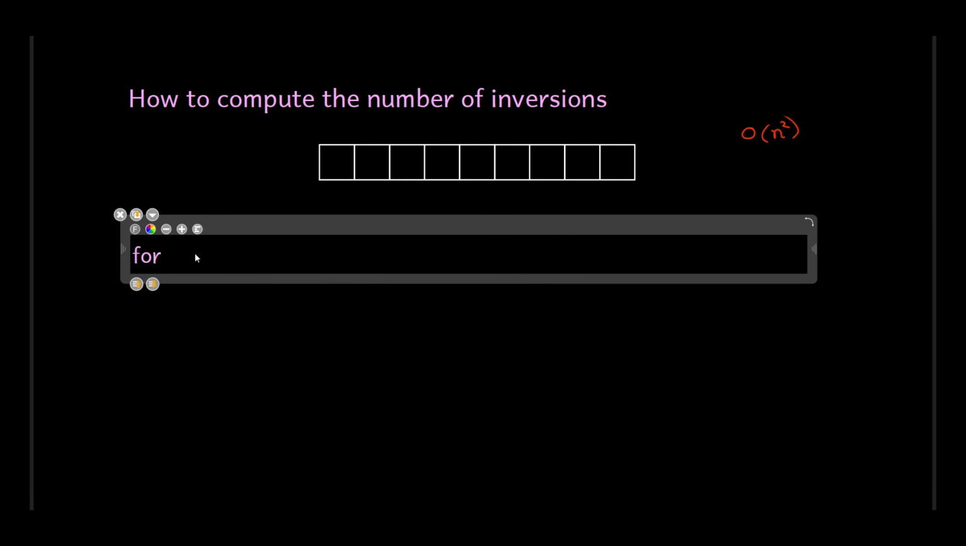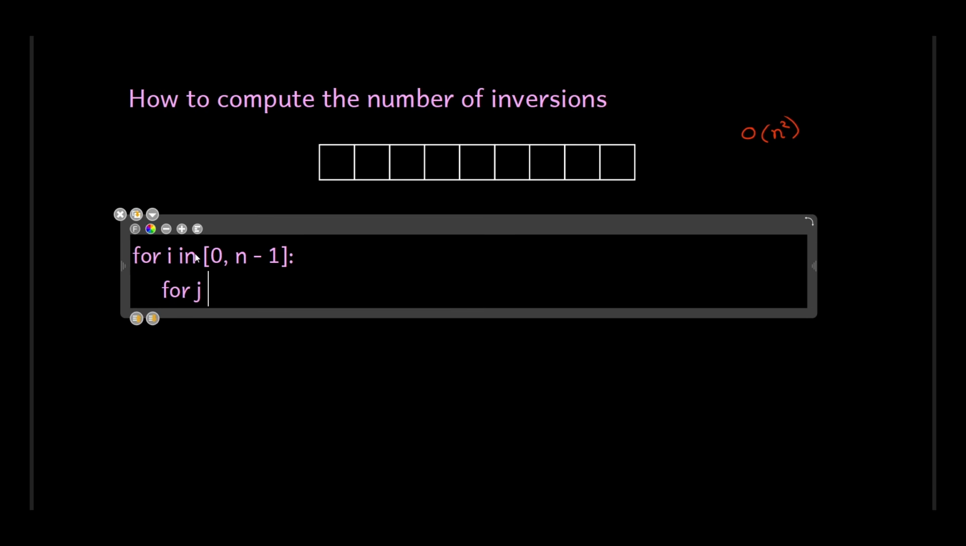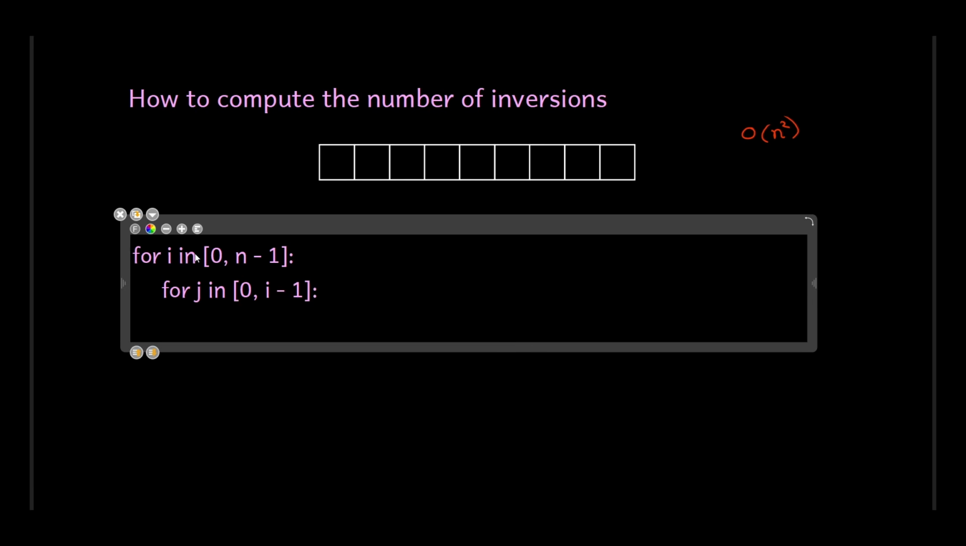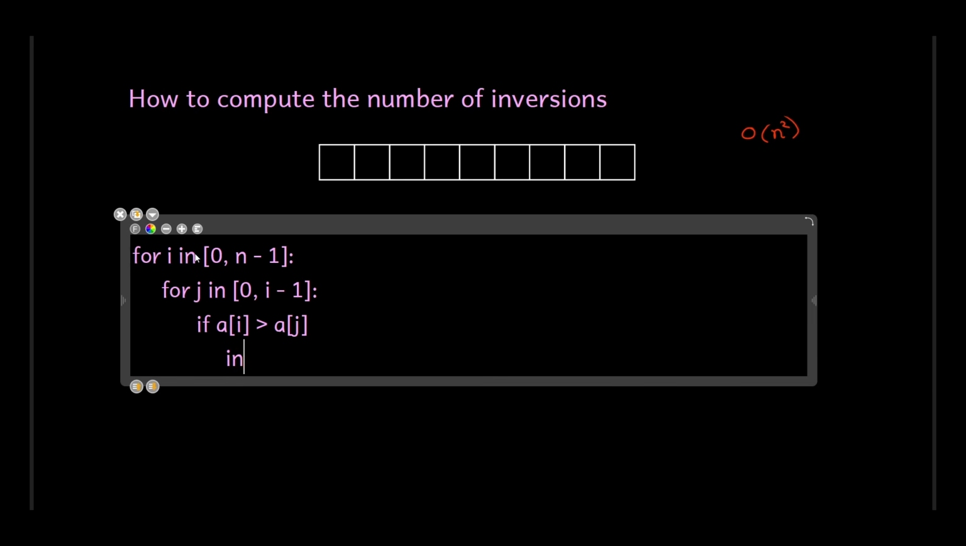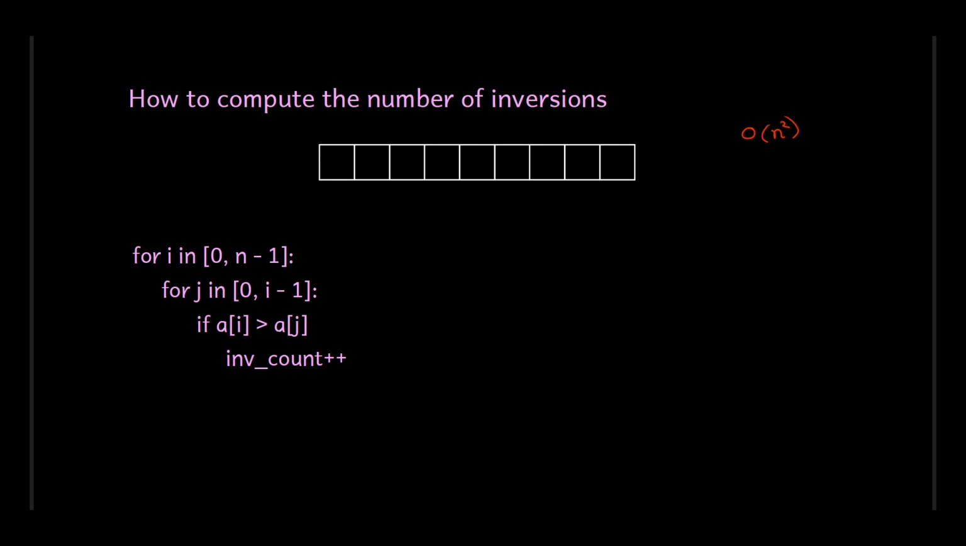You would have something like for i in 0 to n minus 1, let's say 0-based indexing, and for j in 0 to i minus 1, and then you check if A_i is greater than A_j, you increment your inversion count. So using this simple code you can find all the inversions.